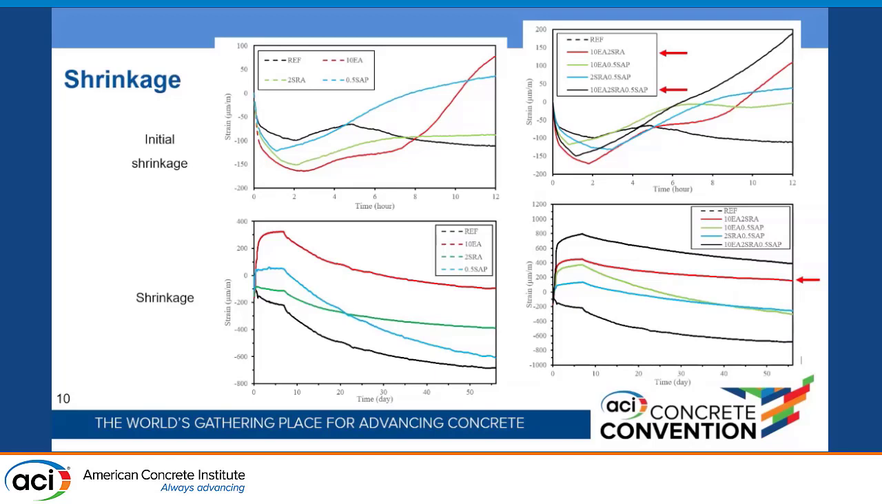And as you see, initially after 12 hours, each individual system compensated for shrinkage. However, the combination was better, and some mixtures experienced expansion. After 56 days, you see at the bottom, the best individual system was the expansive agent system. However, the combination was better, and even after 56 days, the combined system didn't have any shrinkage, and some of them were in expansion.